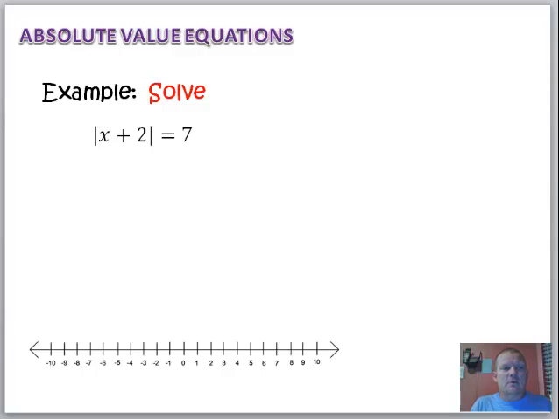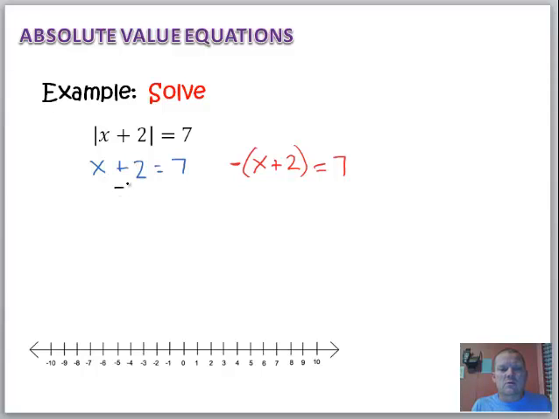Now let's go ahead and solve an example. I want to solve the absolute value of x plus 2 equals 7. The first step is to isolate the absolute value on one side of the equation. Well, it's isolated. I have the absolute value of x plus 2. The next thing is to write two equations, one positive, one negative. My first equation is x plus 2 equals 7. My second equation I'm going to write as x plus 2, but I'm going to put a negative out in front, and make that equal to 7. And then I'm going to solve each of these.